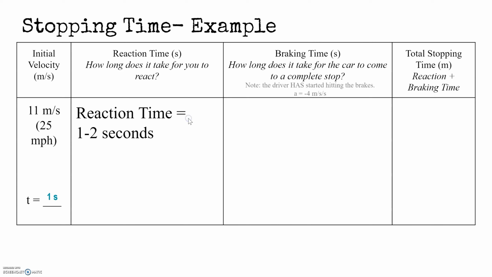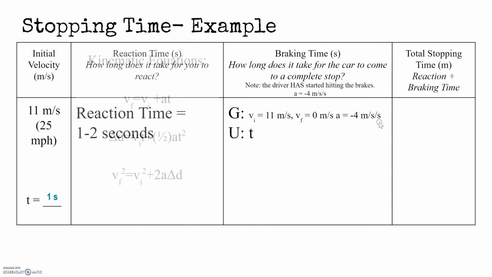For this one, we need to keep in mind that the driver has started hitting the brakes, and our acceleration in this situation is going to be -4 meters per second squared. So our givens are that our initial velocity is 11 meters per second, our final velocity is 0 meters per second because we're coming to a stop, and our acceleration is -4 meters per second squared, just a constant acceleration once you start hitting the brakes. That is your acceleration until you come to a stop. Our unknown in this situation is time, and now we need to figure out what equation we are going to use.